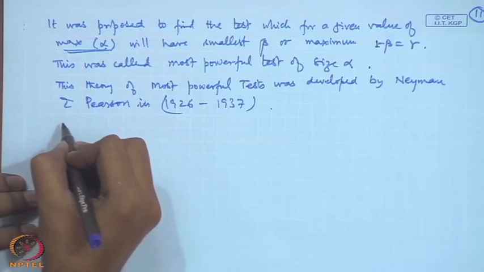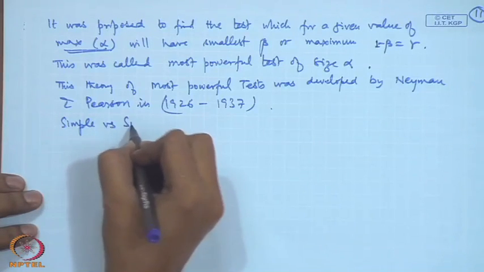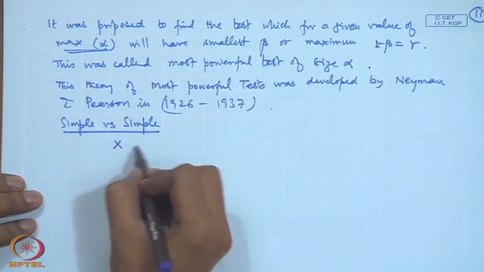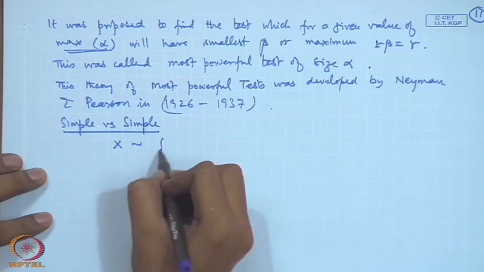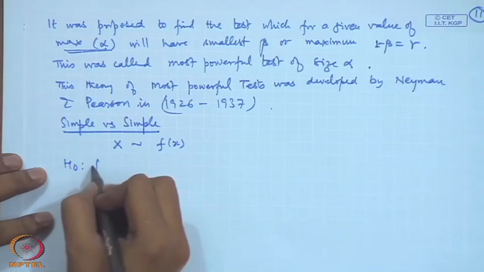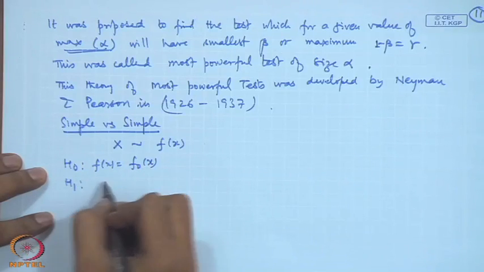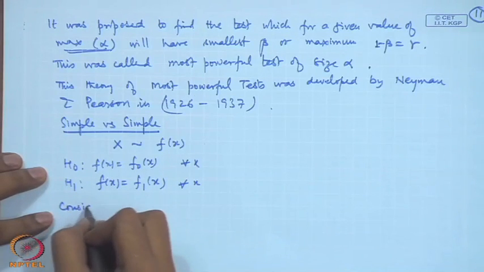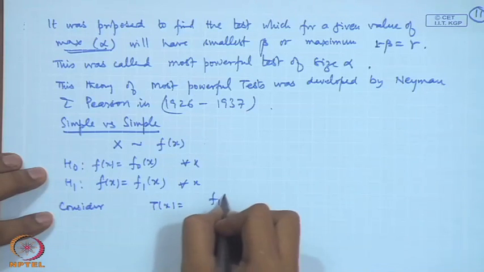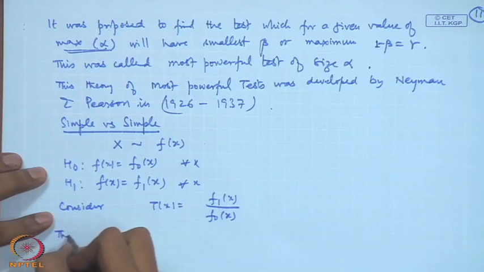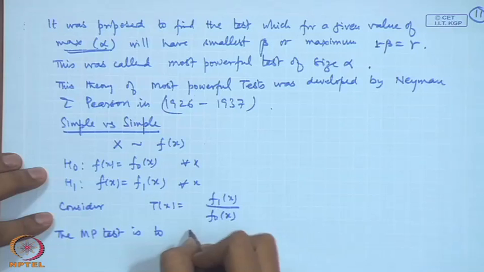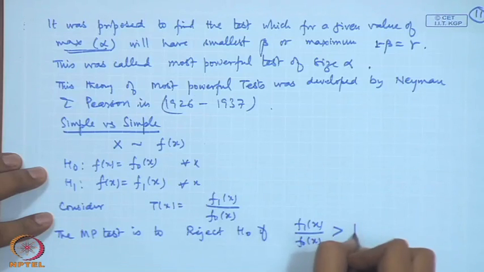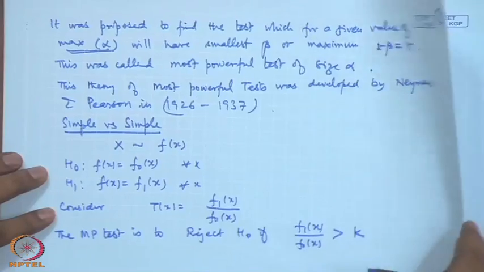So, firstly they considered the solution for the simple versus simple case. So, suppose we have the problem, let us write in terms of observations. So, x is say following f(x), and we make the hypothesis whether f(x) is equal to f0(x) or H1, f(x) is equal to f1(x). So, consider, say, T(x) is equal to f1(x) by f0(x). The most powerful test is to reject H naught if f1(x) by f0(x) is greater than k. Basically, this is not the complete description, we also have the range.